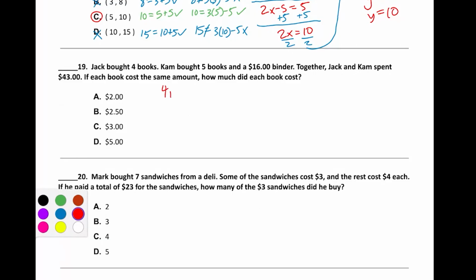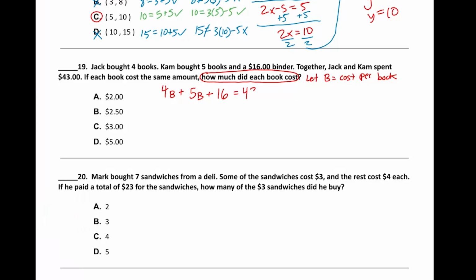We've got 4 books, and let b be the cost per book. The reason I'm letting that be my variable is because that's what the question's asking for. How much did each book cost? So I want to make sure my variable stands for that. That way when I solve it, I have my answer. So 4 books plus an extra 5 books from Cam and that one $16 binder, and there's just one of those, so I don't need to multiply it by a variable, equals $43.